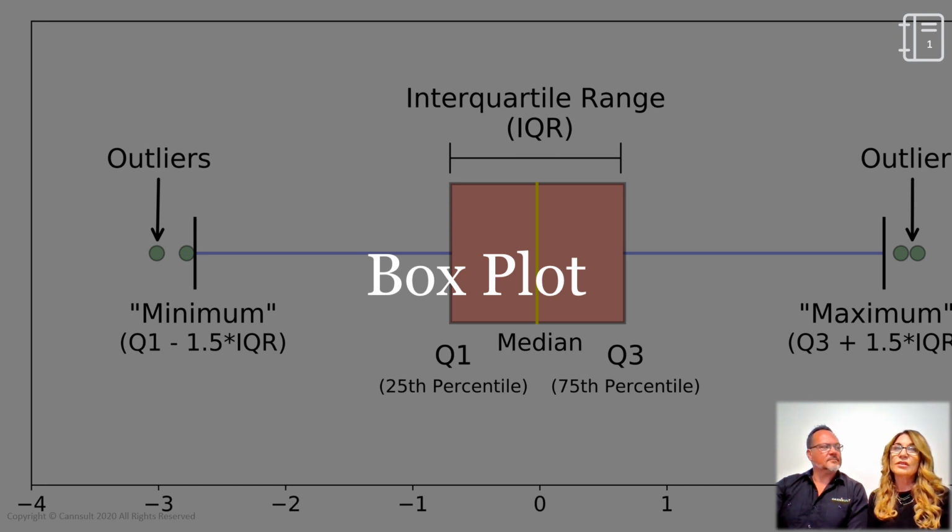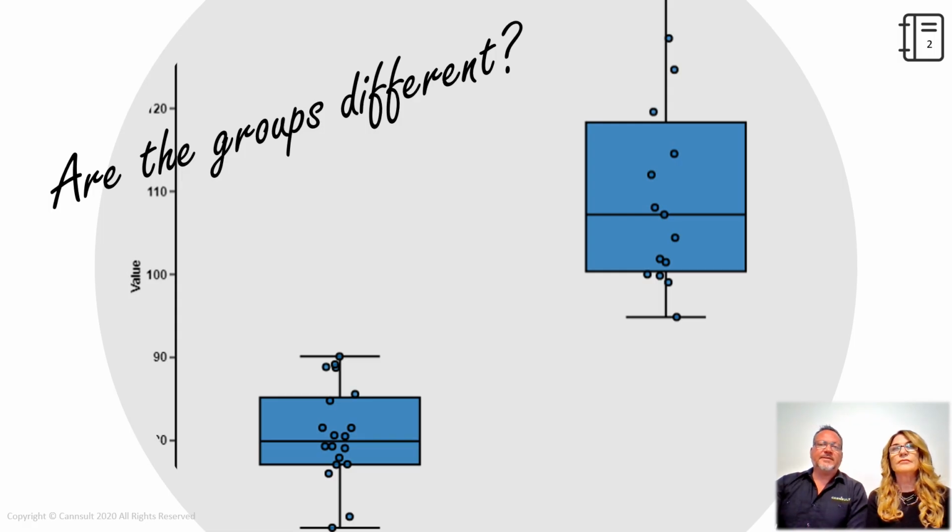The key question that we're asking when using a box plot is, are the groups different? And if so, how? An easy pattern to interpret is groups with non-overlapping boxes. In this scenario, we can conclude that the groups are, in fact, very different. If they do overlap, we'll move on to the lines inside the boxes.